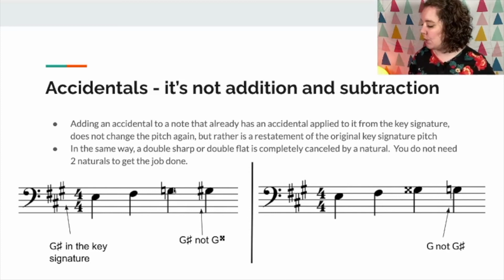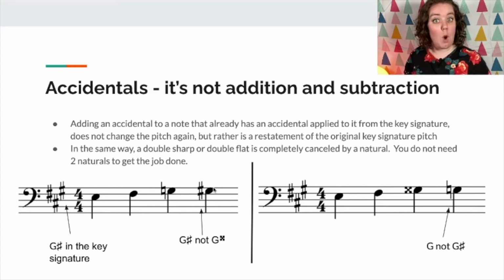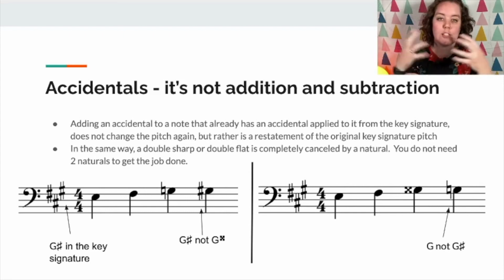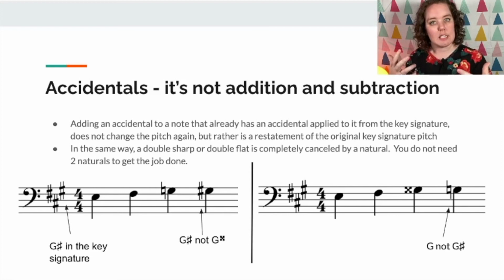For instance, in this case, you can see the G before was made natural or canceled out, so that when we got to this note and we wanted it to be G sharp again, we had to reapply that sharp. But that sharp plus the sharp in the key signature does not make a double sharp, it's just restating what was in the key signature.